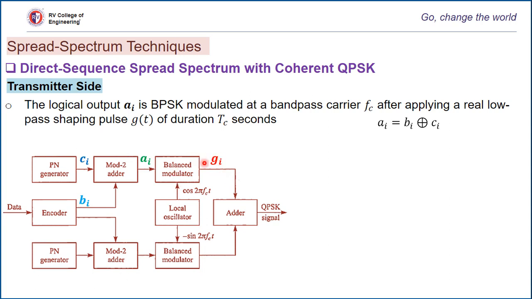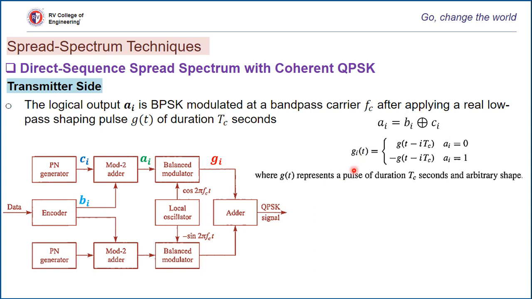This ai thus generated is mapped onto a BPSK signal by mapping ai to gi. The mapping takes place in this fashion. Whenever ai is equal to 0, it's a simple pulse with a positive amplitude. If ai is equal to 1, it's a pulse with negative amplitude. Here g of t represents a pulse of duration Tc seconds, where Tc refers to the chip duration, and it can be of any arbitrary shape. We are not going to impose any particular shape at this point.